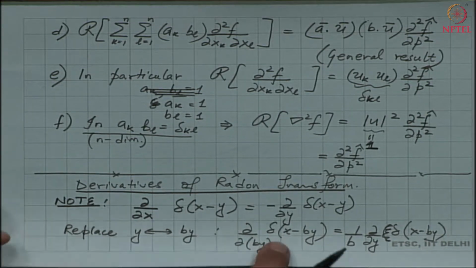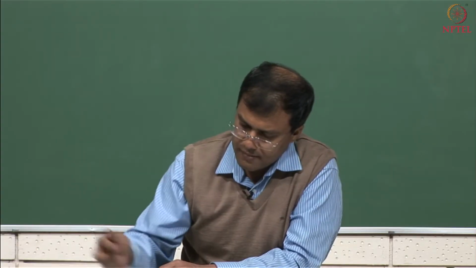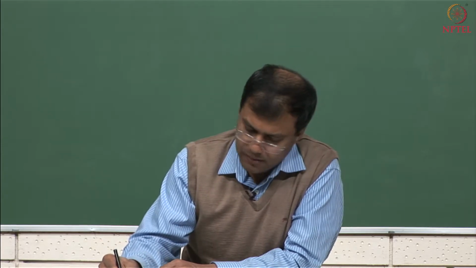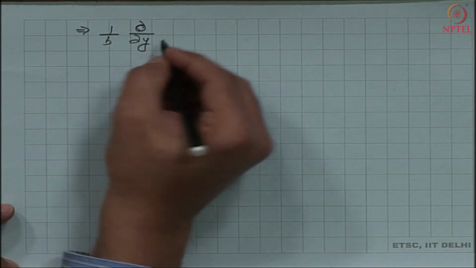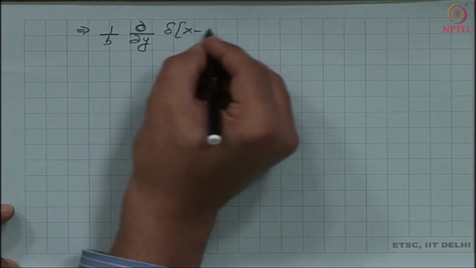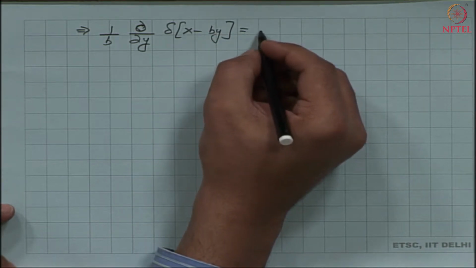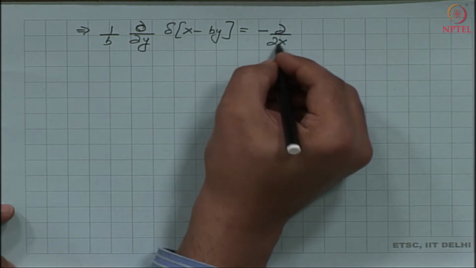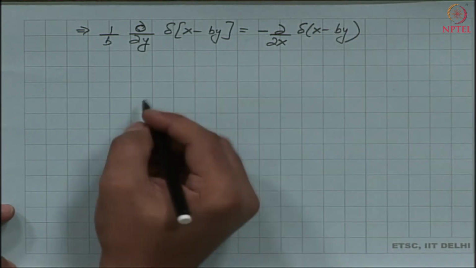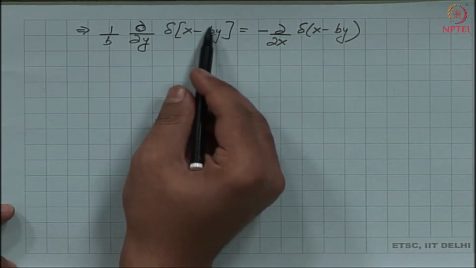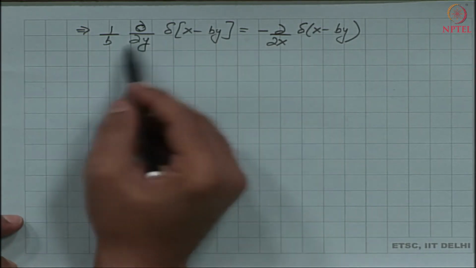Let us see what happens. 1 by b times the derivative of the delta function of x minus b y, using the property listed above, is also equal to the negative of the derivative with respect to x of delta of x minus b y. So, if I have a scalar multiplication with one of the variables, this property follows right away from my first case.